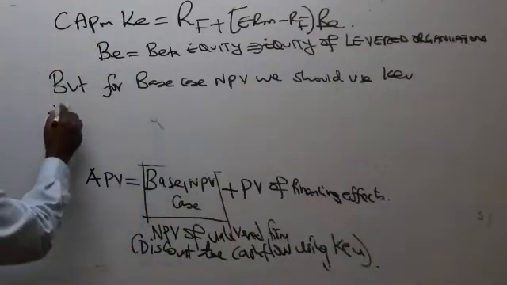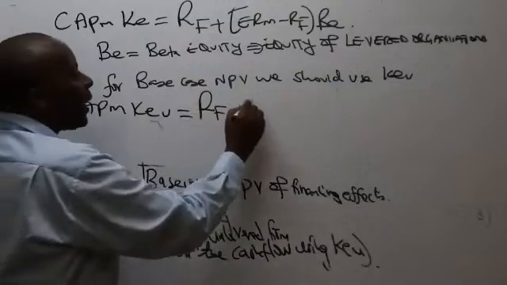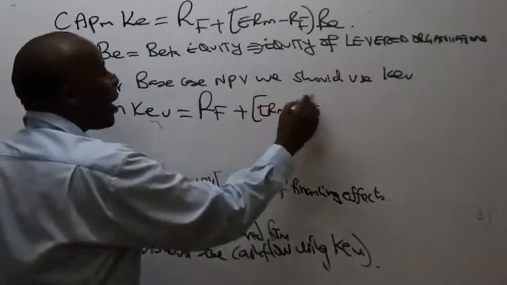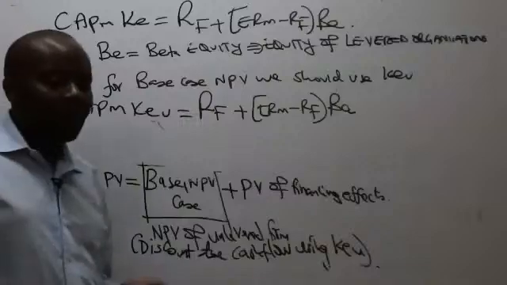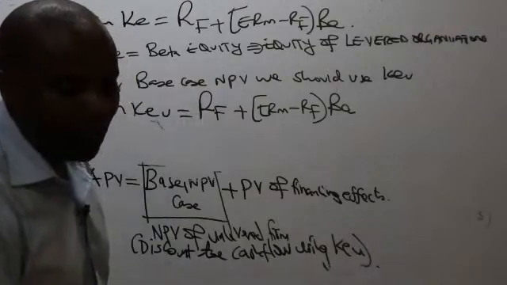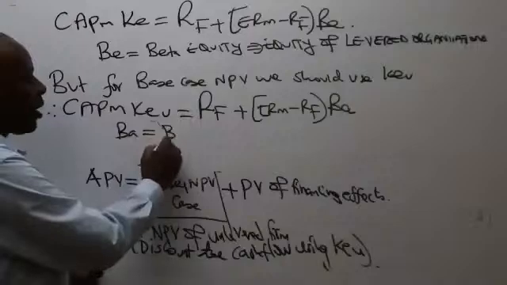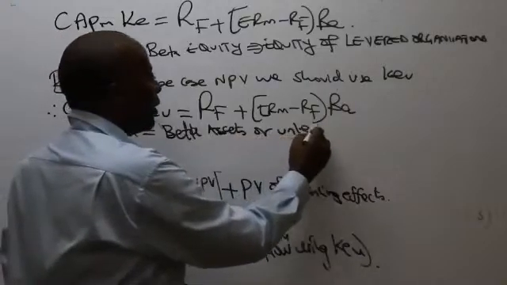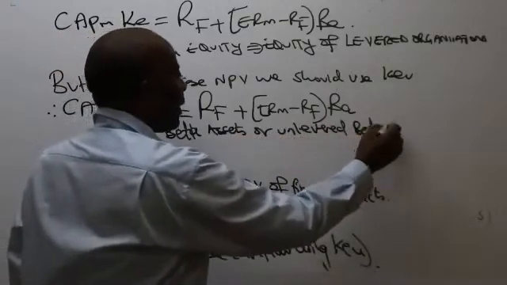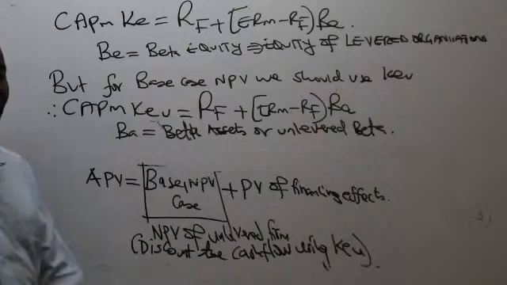Therefore, our CAPM KU now will be equal to RF plus ERM minus RF, but now multiplied by BER, where BER stands for beta assets. Beta assets, or unlevered beta.